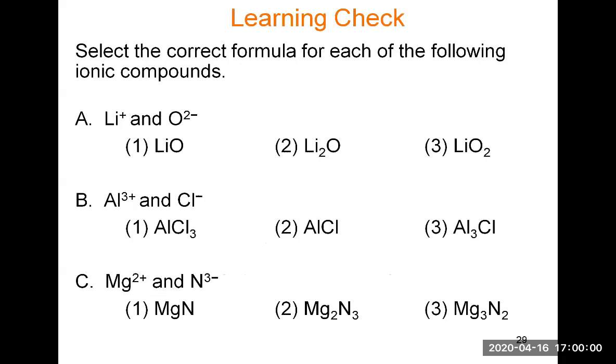One more learning check. Select the correct formula for each of the following ionic compounds. When you're forming a compound between lithium and oxygen, and you're given the ion charges, you can just do the criss-cross trick. So the 2 from the negative charges of oxygen becomes a subscript for lithium, and the 1 from the positive charge of lithium becomes the subscript for oxygen. So that means it is Li2O. And this cannot be simplified.